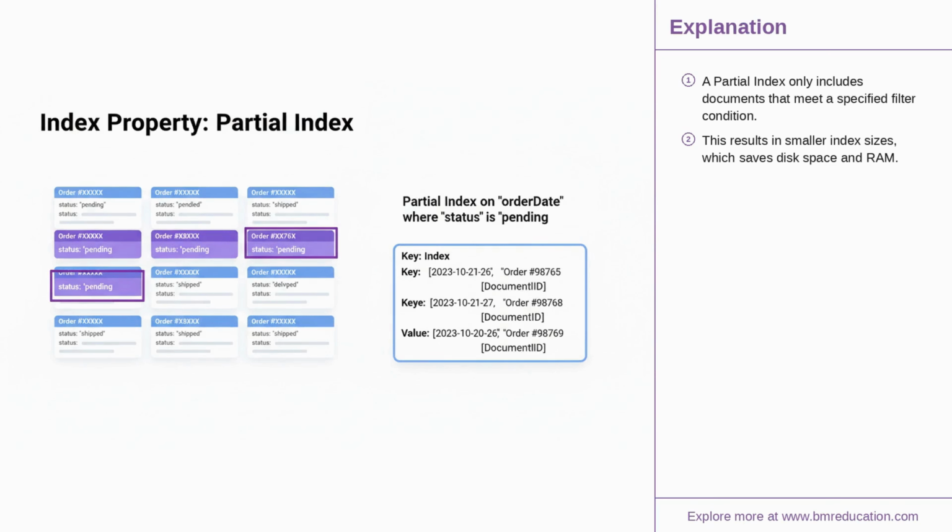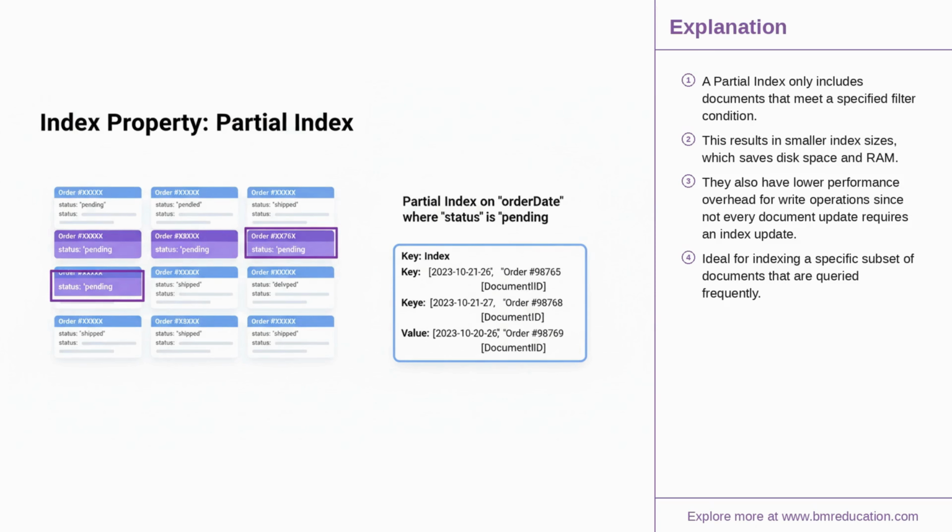Now for a clever optimization. What if you only need to query a small subset of your documents, like active user sessions or orders awaiting shipment? A partial index is the perfect tool. By adding a filter expression during creation, you tell MongoDB to only include documents in the index if they meet a specific condition. This results in smaller indexes, saving storage, and improving write performance.